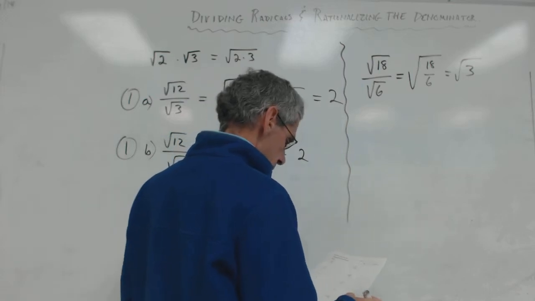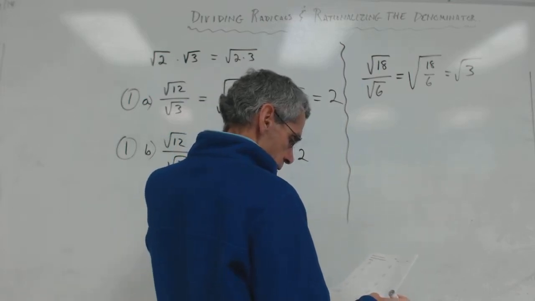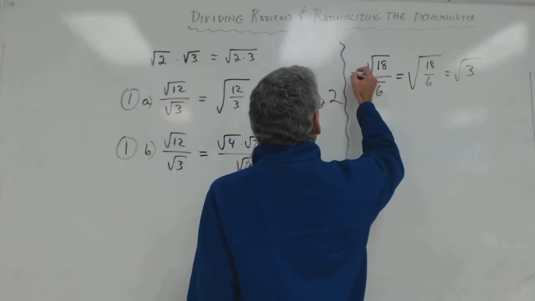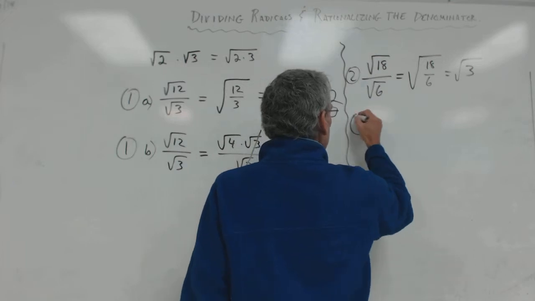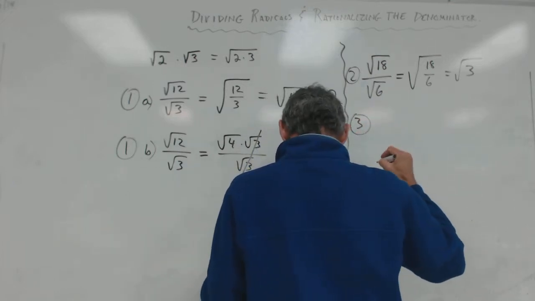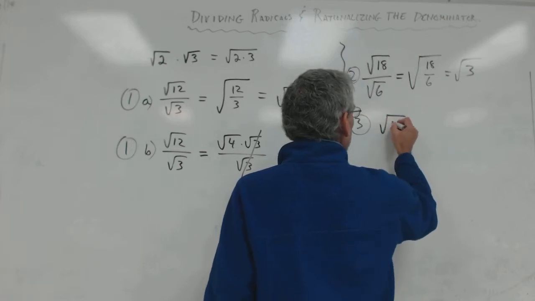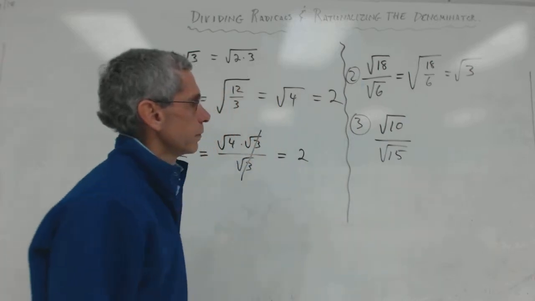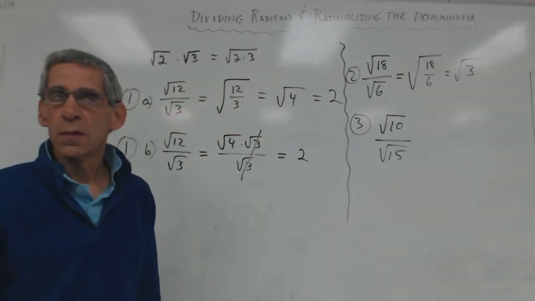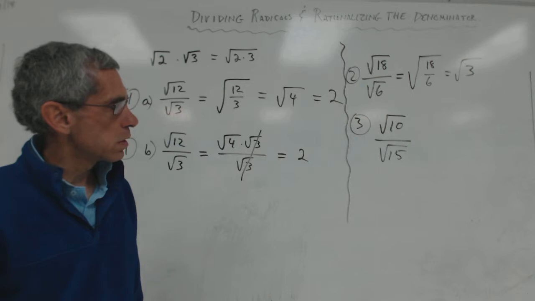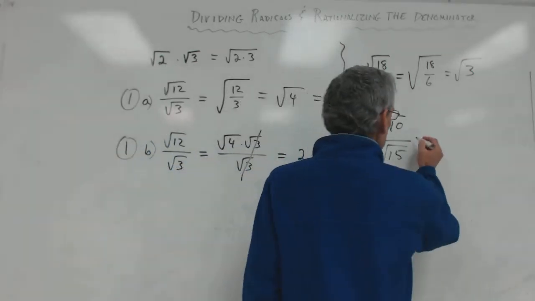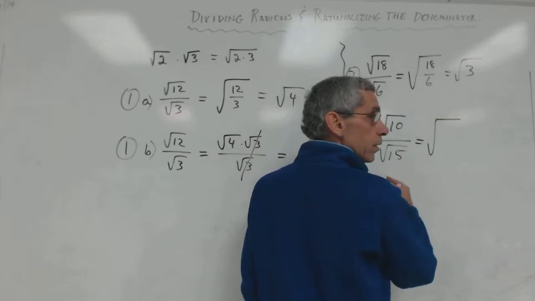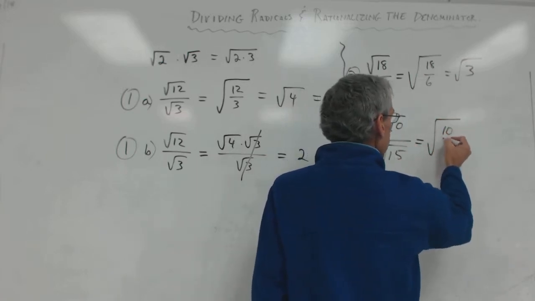Okay, so what if I did something like this? Trying to think of anything that would be weird. That was number 2. Let's do number 3. Yeah, we'll just keep it simple first. The square root of 10 over the square root of 15. Personally, I think if it were me, I would try putting them under the same square root sign and just see what I could do.